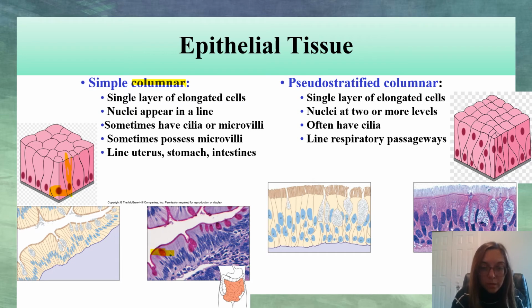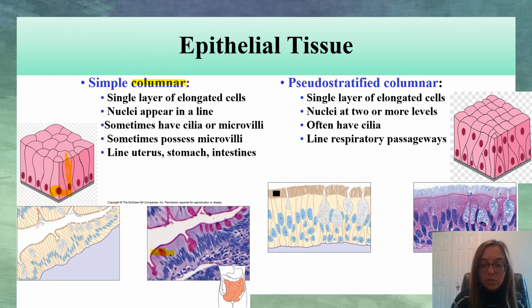Sometimes we have microvilli, which is found in the intestines, and that helps with absorption of materials. So if we look at this picture here, the microvilli, those little hairs, are going to increase the surface area, or how much area there is, to absorb materials into the digestive system. They also line the uterus and stomach.